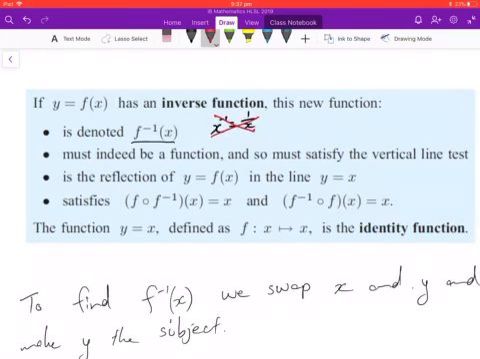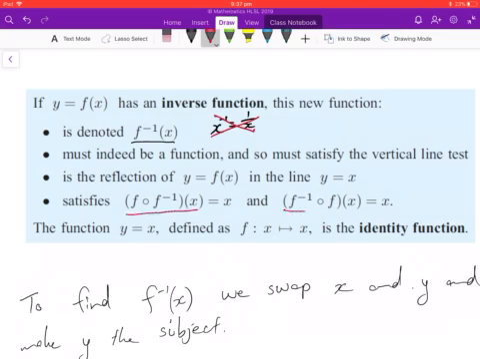You also have to remember that if you have an inverse function, the actual inverse has to be a function as well. So there's an example where you could have a parabola and you find its inverse, but actually it's not a function because the inverse doesn't satisfy the vertical line test. So we need to make sure that that's true. This is an important one. It's a reflection of y equals f of x in the line y equals x, and we'll look at that. And it satisfies these two things.